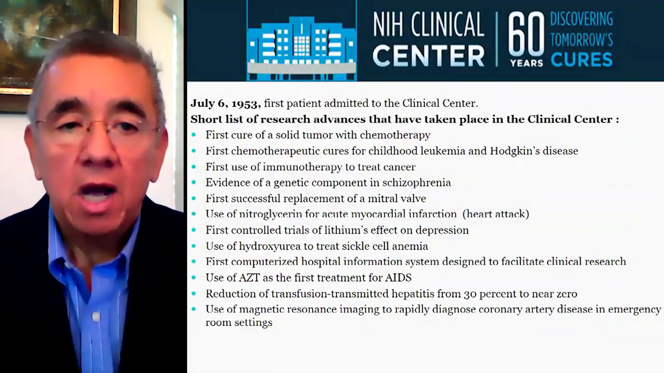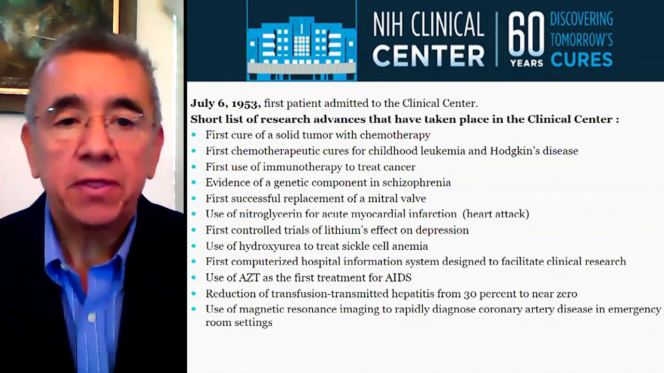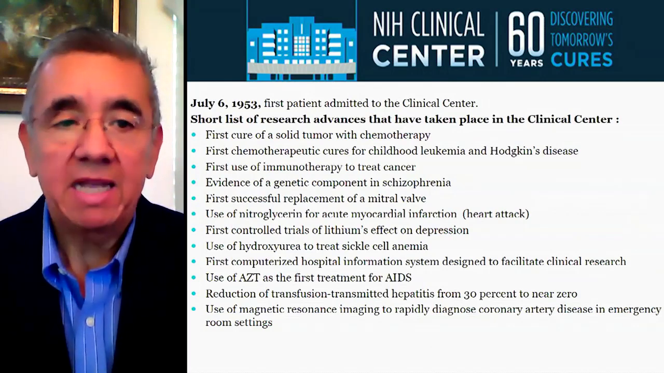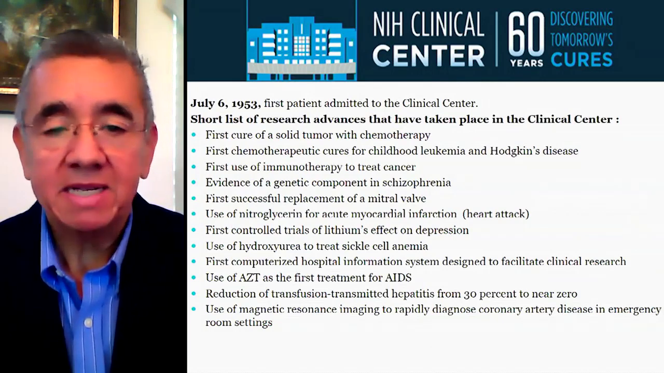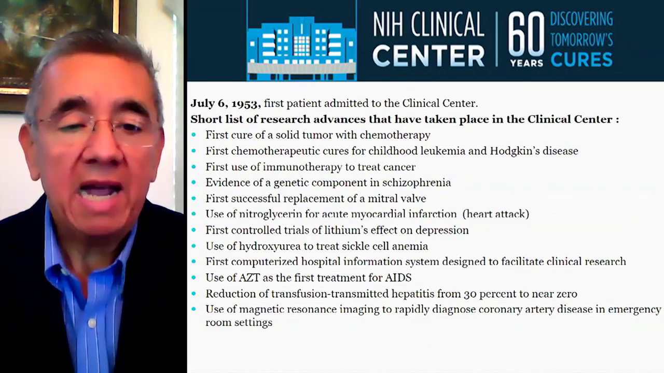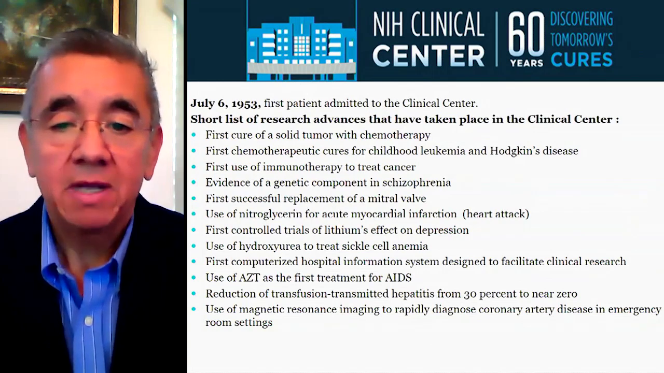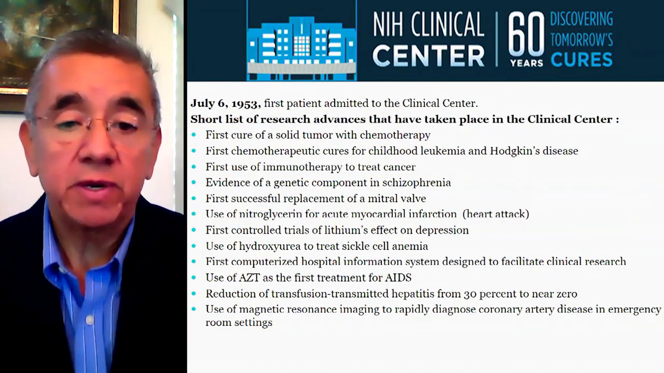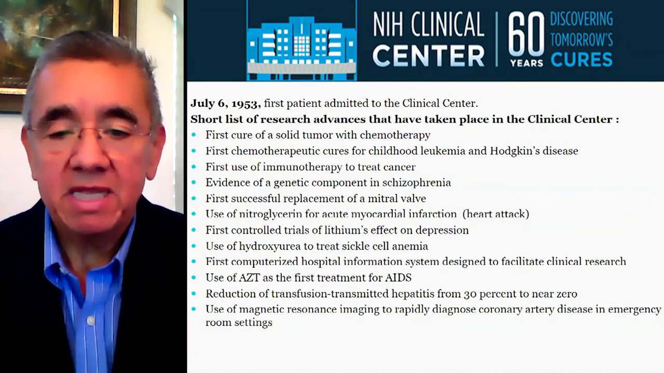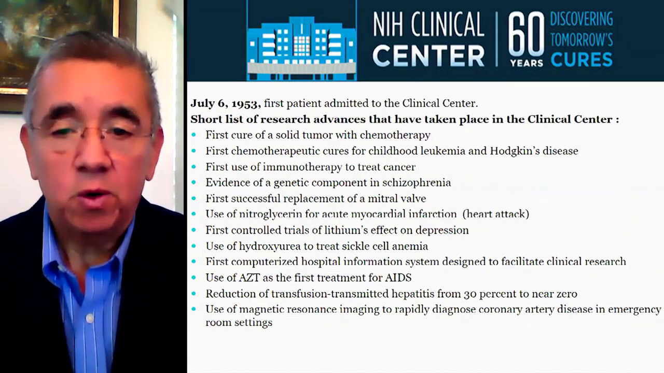At NIH, all the highlights that we have, all the discoveries, the NIH was started on July 6, 1953, when we admitted the first patient at the clinical center. And you can see the list of all the advances that have taken place at the clinical center. To highlight some of them, we have the first computerized hospital information system designed to facilitate clinical research. We have the use of the AZT and the first treatment for AIDS. As you can see, we have so many discoveries, we have so many highlights, that's why NIH is being called the House of Hope.